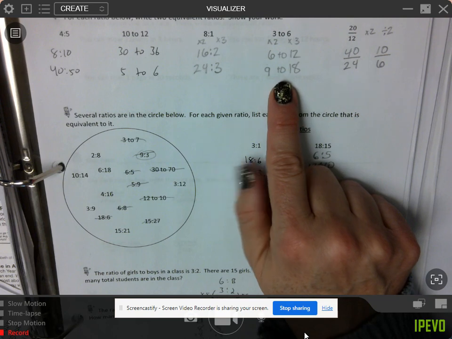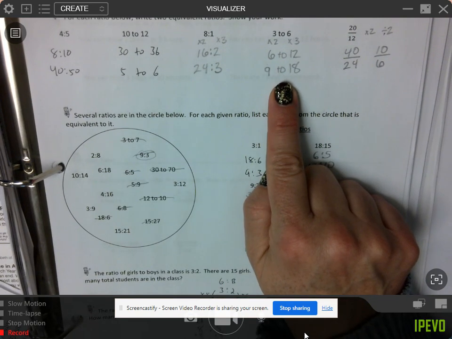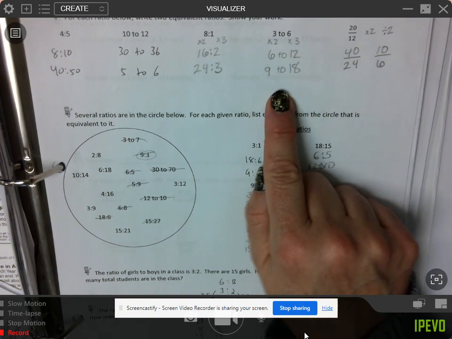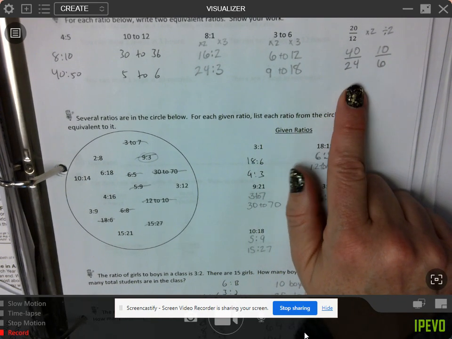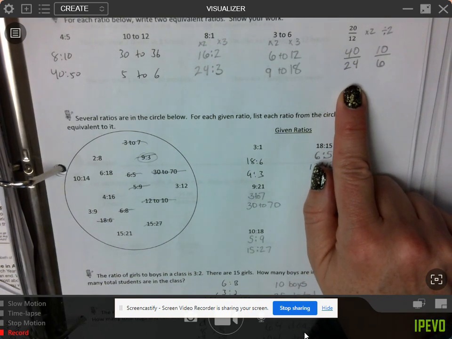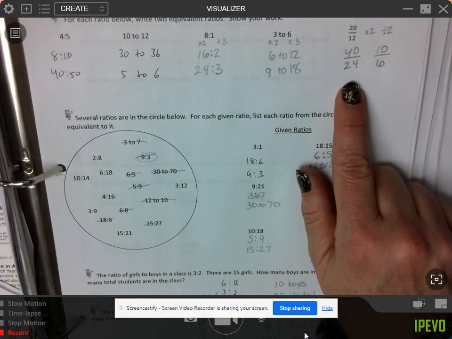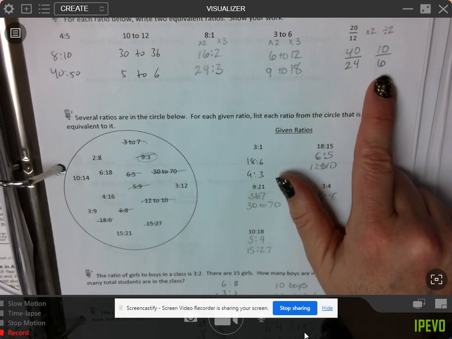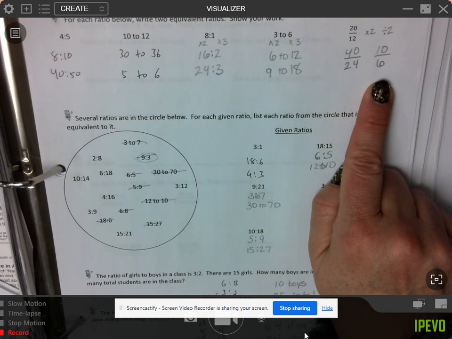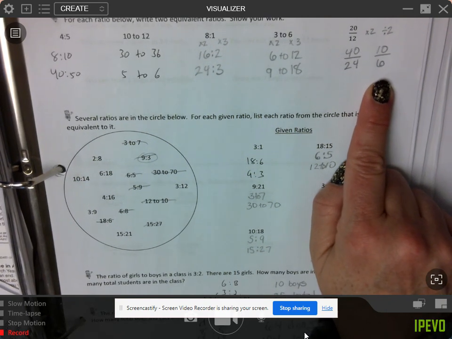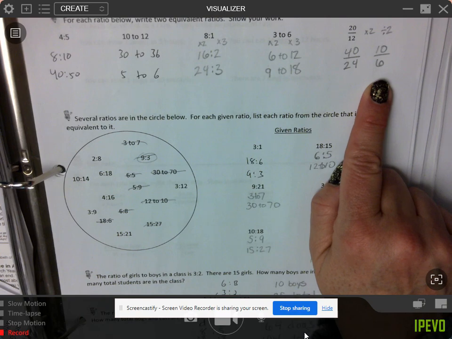But if we look at 3 to 6. Oh, no, 12 to 24. I got 12 to 24. So you multiply by 4. Yeah. Yep. Look at 10 to 12. If we multiplied by 2, we would have gotten 20 to 24. If we divided by 2, we could have gotten 5 to 6. So it's not always having to multiply with the equivalent. Sometimes we can divide. We're simplifying down.